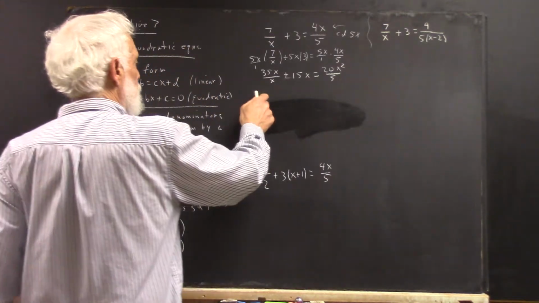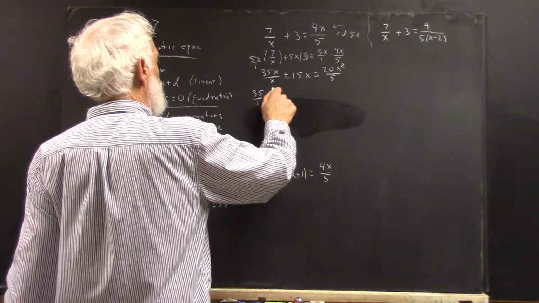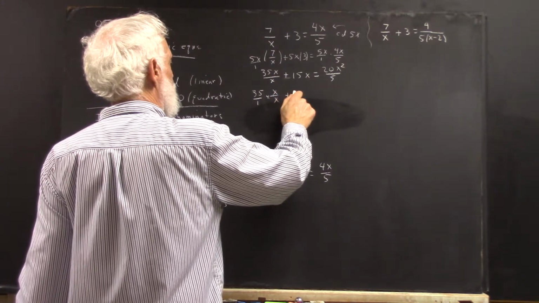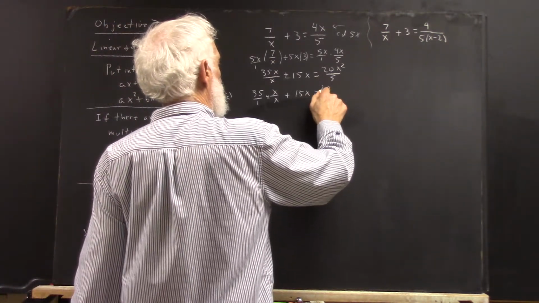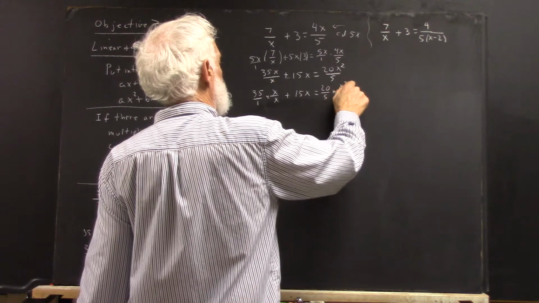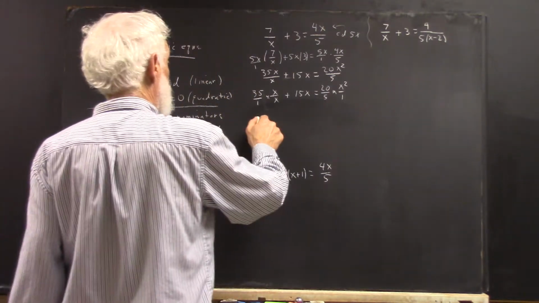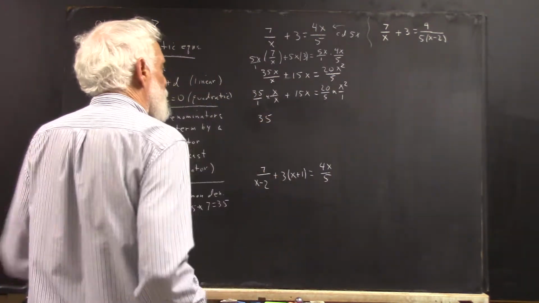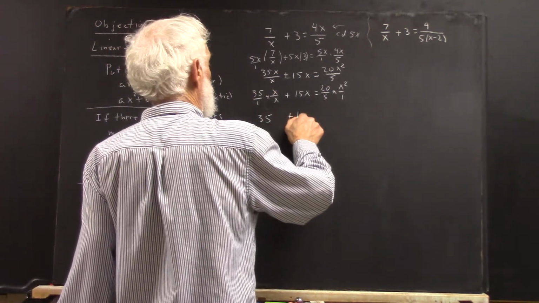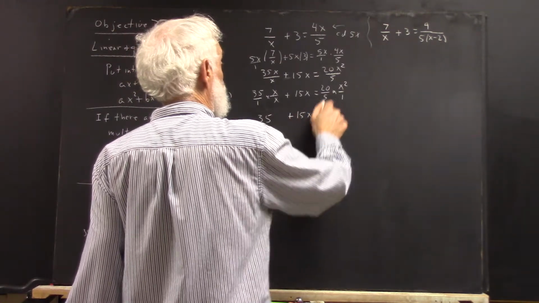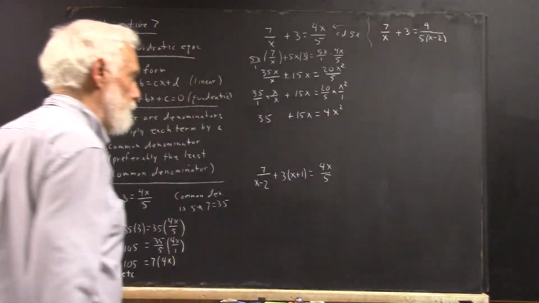Now, I can write this as 35 over 1 times x over x, and this is just 15x, and this is going to be 20 over 5 times x squared over 1. Well, 35 over 1 is just 35. X over x is just 1. 35 times 1 is 35. We still have our 15x. This is going to be 4 times x squared over 1, which is 4x squared.